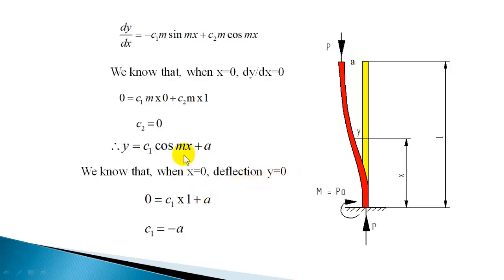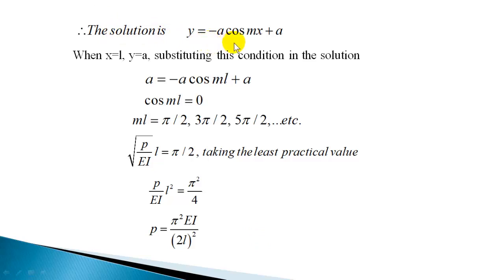Putting x as 0, cos 0 is 1, and y is also 0. So c1 into 1 plus a is equal to 0, or c1 is minus a. So you are getting the constant c1 as minus a. Putting c1 as minus a, the equation reduces to y is equal to minus a cos mx plus a.